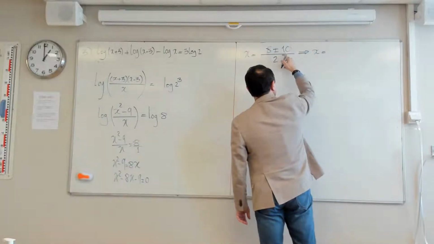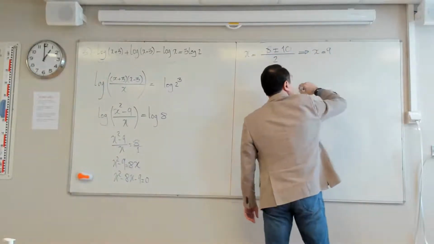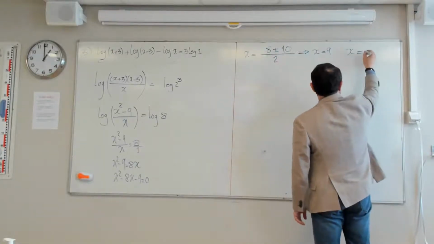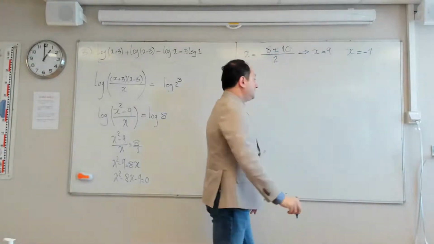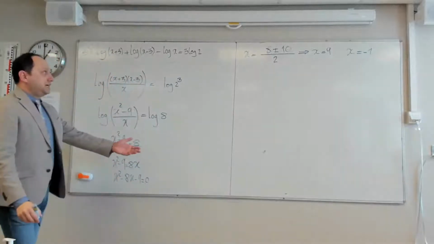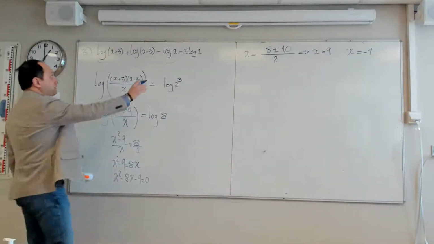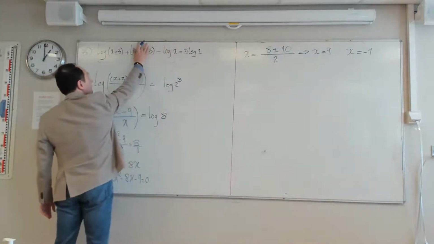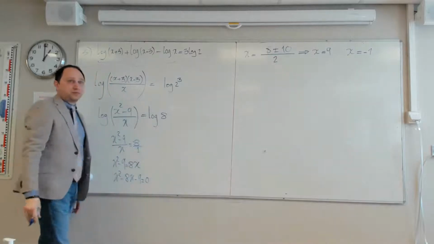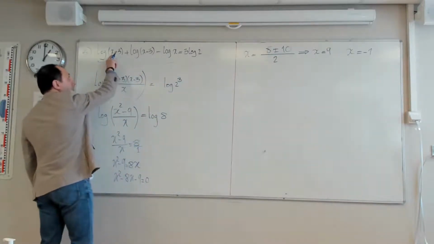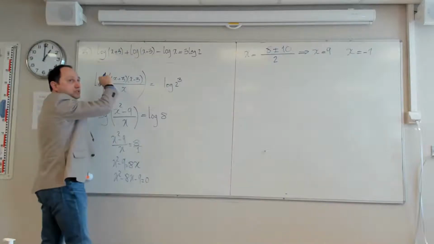8 plus 10 divided by 2 is 9. And the other one is 8 minus 10 divided by 2, which is minus 1. By the way, it is not always the case that you should throw the negative one away. For example, if this was not there and this was not there, minus 1 was acceptable. Why? Because if I put minus 1 here, what I get is log of 2, which is acceptable.